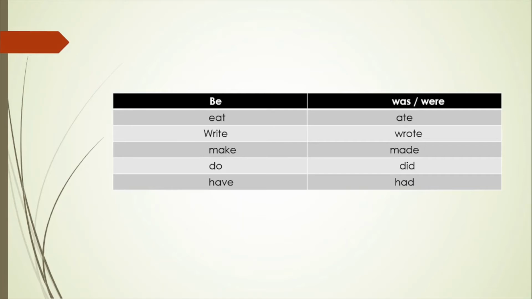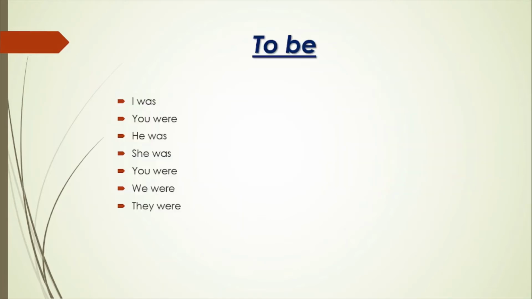Okay, let's move to the verb to be in past simple. I was, you were, he was, she was, you were, we were, and finally they were.